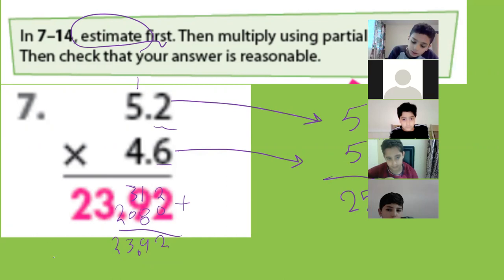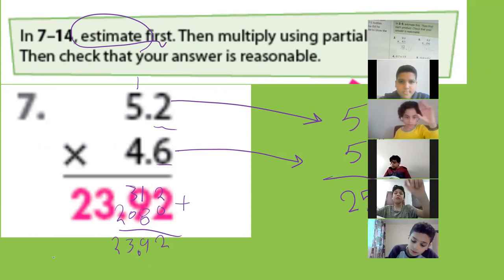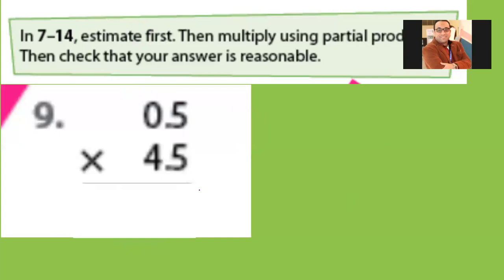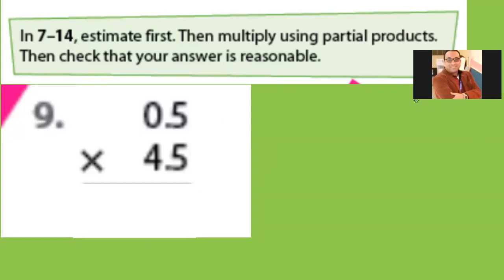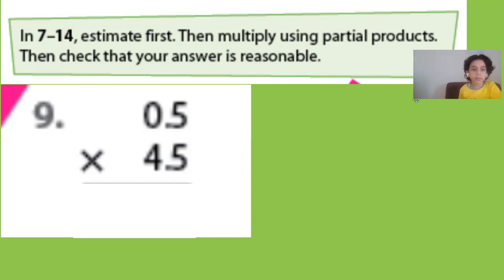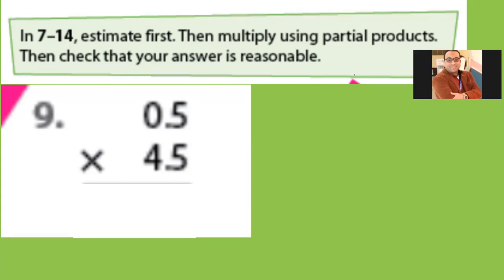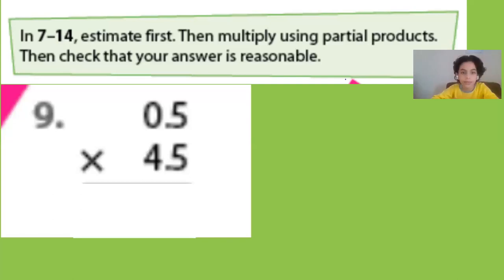Ammar, where is Ammar? Ammar Wael, open your mic. Yes, teacher. How are you, Ammar? Fine. Okay, question number 9. Solve question number 9. Read. In 7 until 14, estimate first, then multiply using partial products, then check that your answer is reasonable. Okay, 0.5 multiplied by 4.5.